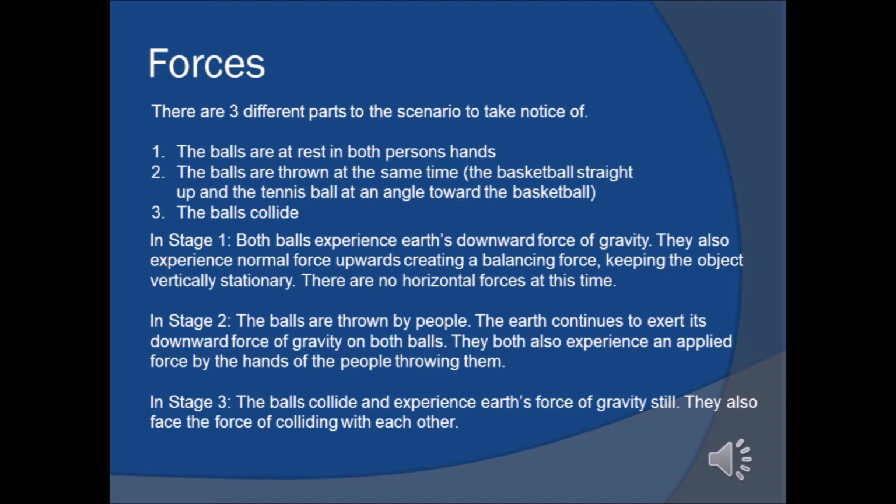They also experience normal force upwards, creating a balancing force, keeping the objects vertically stationary. There are no horizontal forces at this time. In stage 2, the balls are thrown by people. The Earth continues to exert its downward force of gravity on both balls. They also experience an applied force by the hands of the people throwing them. In stage 3, the balls collide and experience Earth's force of gravity still. They also face the force of colliding with each other.